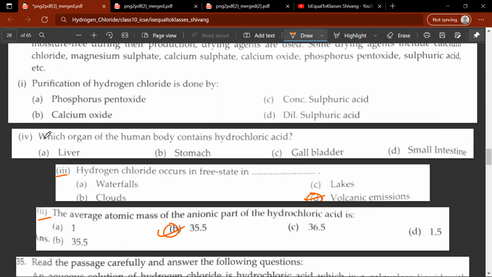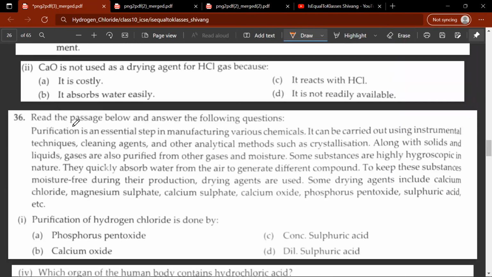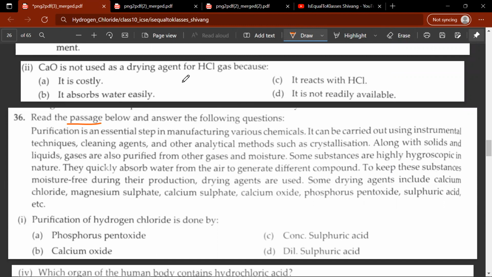And then fourth question, which organ of the human body contains HCl acid? So the stomach contains HCl acid. Okay, so we have another read the passage question. So you can pause the video if you want to. So the first question states purification of HCl or hydrogen chloride is, I'm just gonna refer hydrogen chloride as HCl, if you don't mind. So purification of HCl is done by A, B, C, or D. It would be done by C, concentrated sulfuric acid. Purification of hydrogen chloride in the sense that it basically absorbs and makes HCl dry.